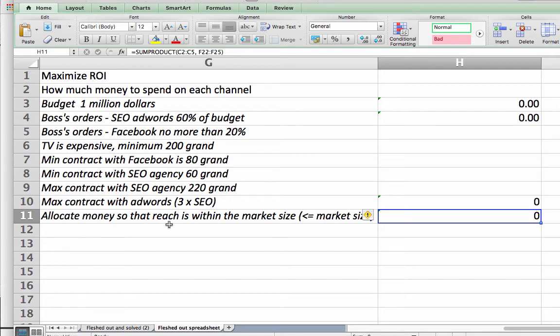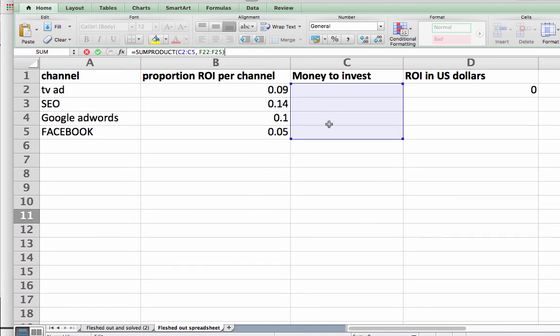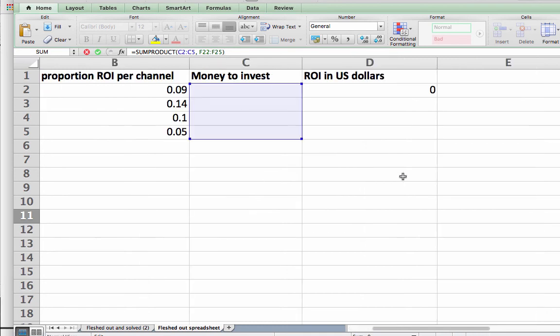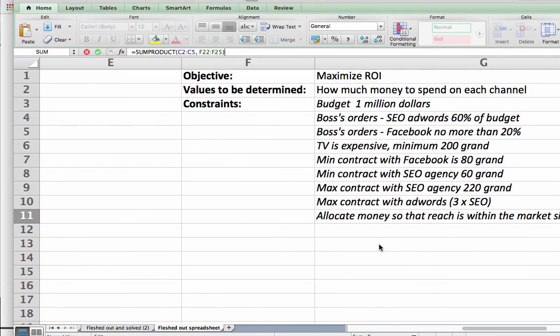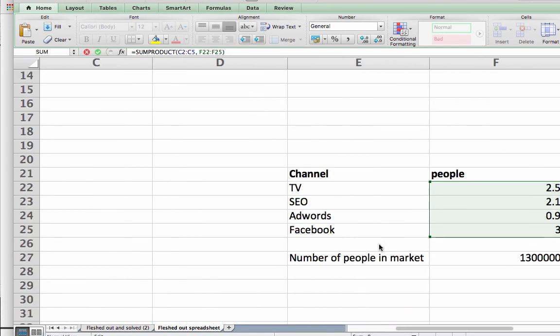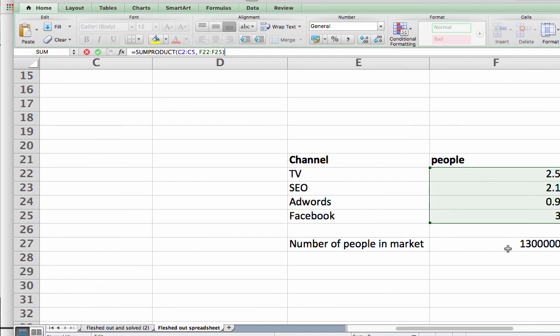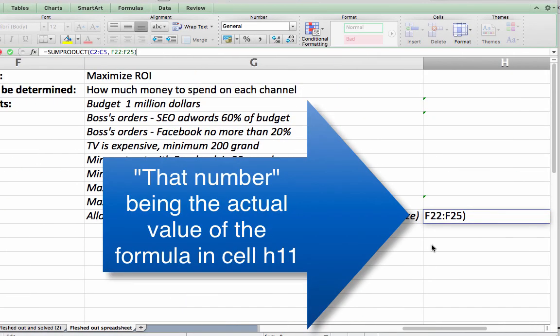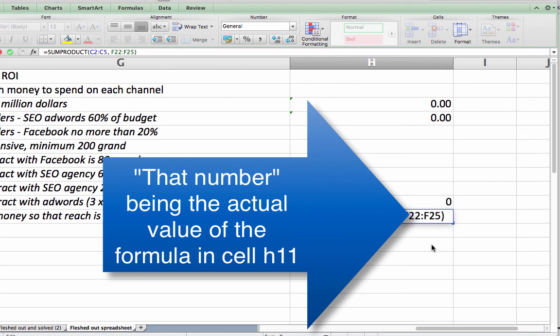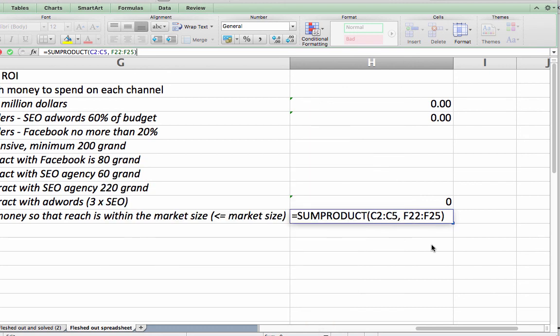And then we also need to allocate money so that it reaches within the market size. So that's going to be another SUMPRODUCT like earlier, where we've got C2 through C5, and if you remember, C2 through C5 simply represents the amount of money we're investing in each channel. And then F22 through F25 on this spreadsheet is our customers per dollar metric. So we want to keep that number less than or equal to the market size, which is 1.3 million. So we'll make sure that that number stays less than this number here, 1.3 million. So that's how we set this up. Those are the formulas we need to have before we actually run the algorithm that solves this problem for us.